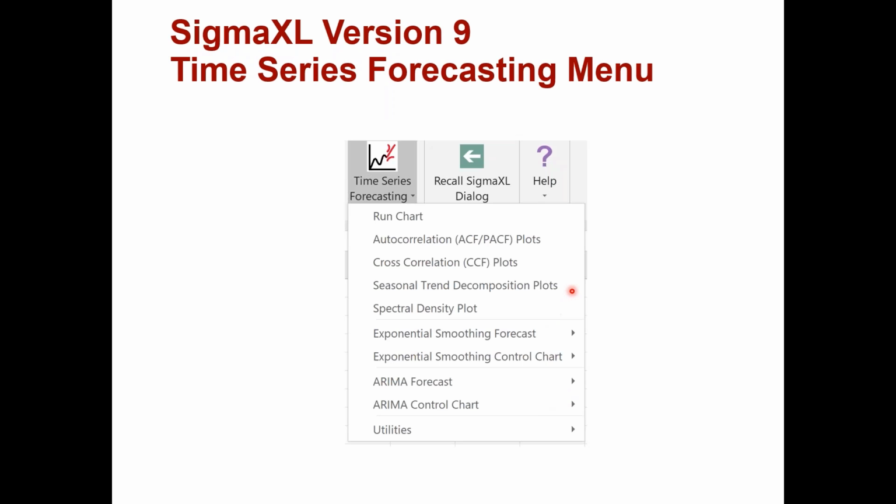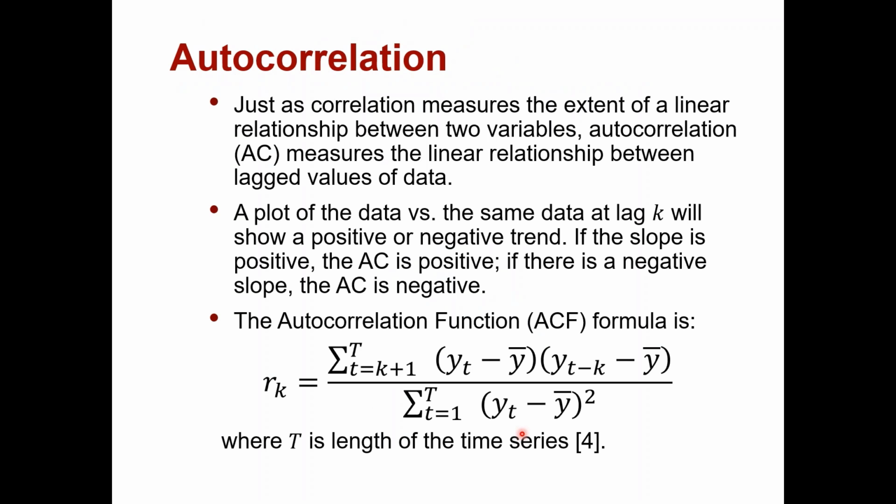This is the forecasting menu. I'll, of course, be demonstrating that in a moment. So you have your run chart, your ACF plots, your cross correlation plots, seasonal trend decomposition, spectral density, exponential smoothing forecast, and the control chart. The control chart we're going to cover in the next webinar in December. And then the ARIMA forecast, ARIMA control chart, and there are some utilities that we include as well.